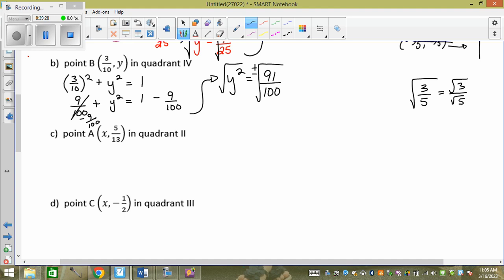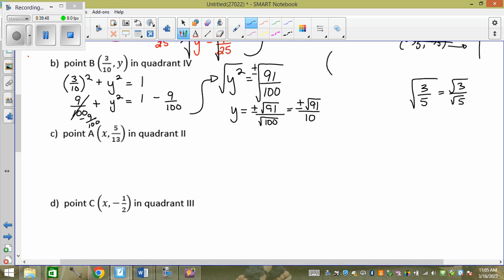But you can't here. Like the 91 ain't going anywhere, right? Root 91 is root 91. I can't even reduce it. Okay? It's a prime number. But root 100 I can reduce to 10. Correct? So that's why in grade 10 you're taught you can split a radical up. So we're left with y equals plus or minus root 91 over root 100, which equals plus or minus root 91 over 10.